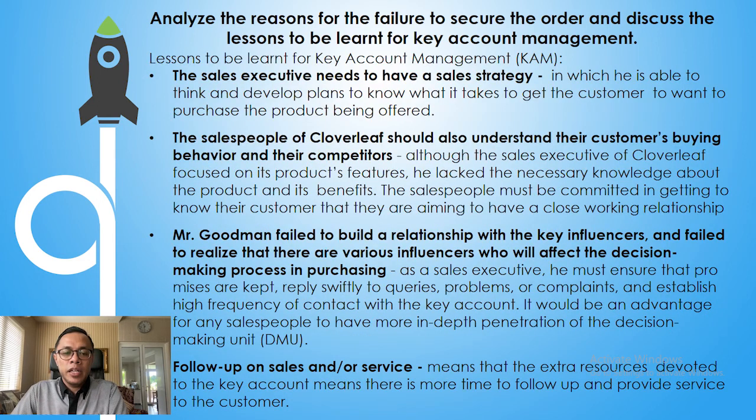Okay, for key account management, we have identified 4 points that are lessons to be learned. The first one, the sales executive needs to have a sales strategy. The second one, the sales people of Cloverleaf should understand their customers' buying behavior and their competitors. The third one, Mr. Goodman failed to build a relationship with the key influencers and failed to realize that various influencers will affect the decision-making process in purchasing. And then lastly, they need to do a follow-up on sale and or services.